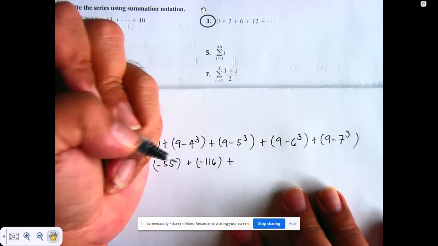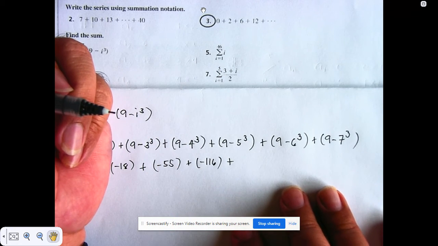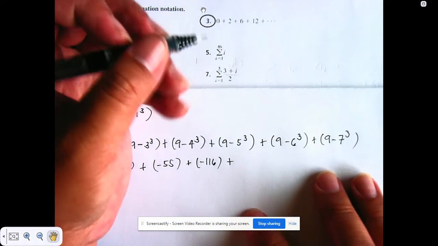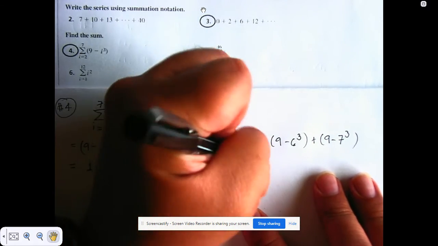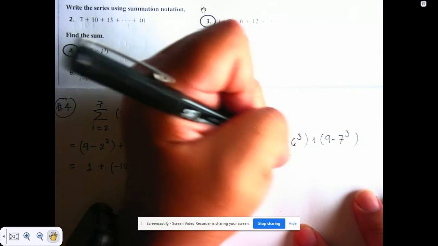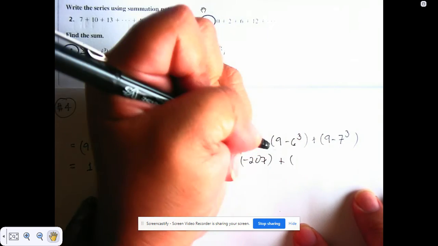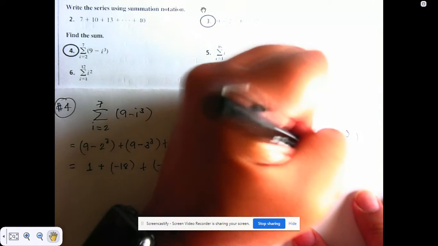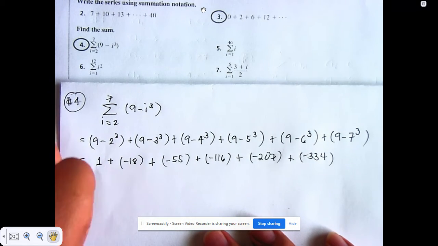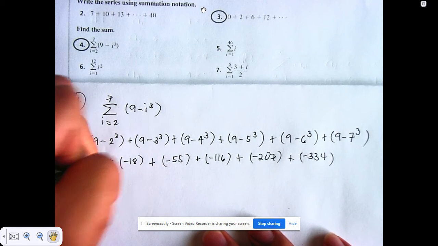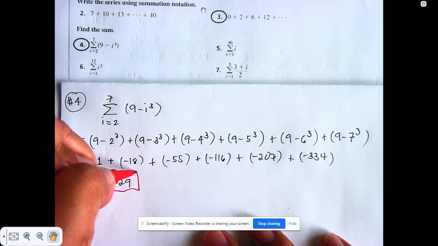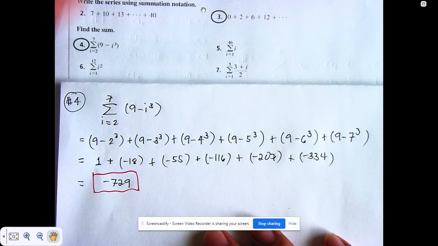And then plus 9 minus 216, so that's going to be negative 207. Plus, okay, the last one would be negative 324. Okay, so if I simply add them all up, I get an answer equal to negative 729. Okay, my final answer.